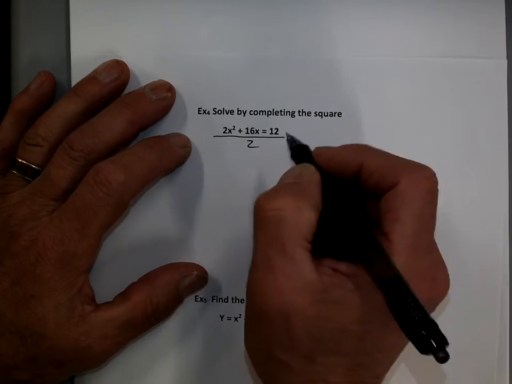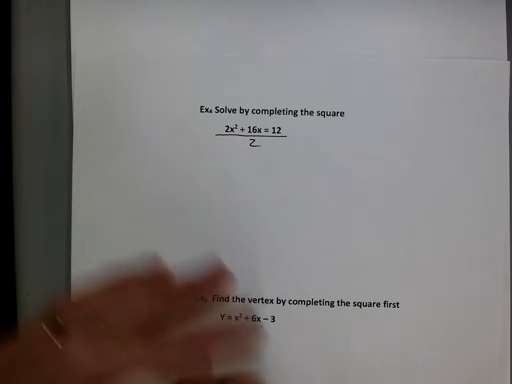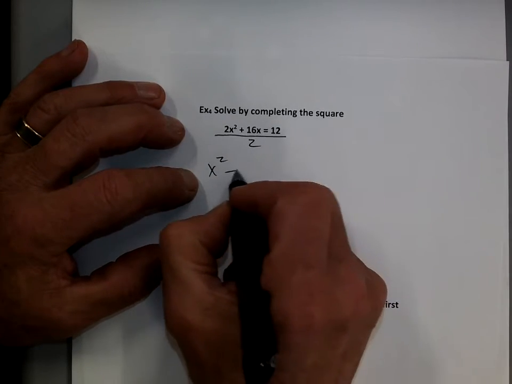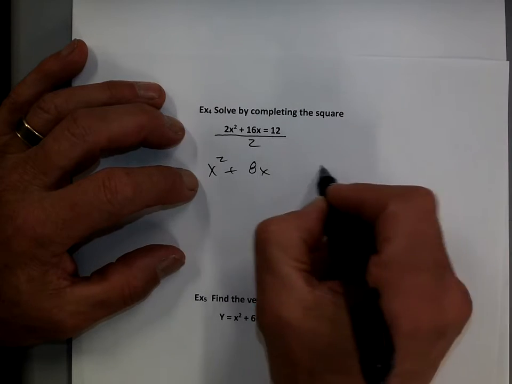Divide by 2. Everything divides by 2. Look at that. It's going to make it easier because I want a regular x squared. I want an x squared, not a 2x squared. Plus a 8x equals 6.